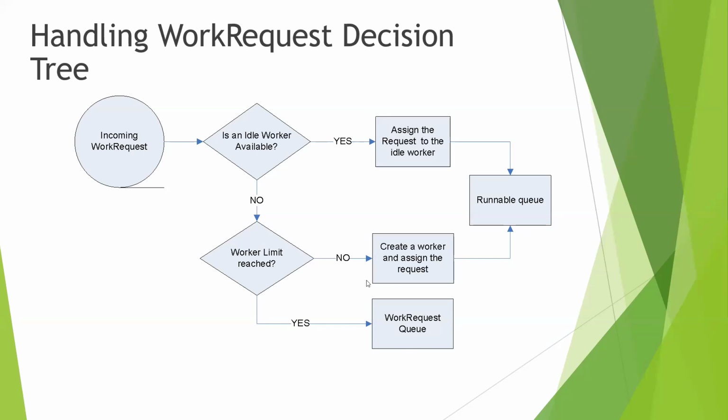If the worker limit is not reached, but you don't have an idle worker, then it will create a new worker and assign that worker to the task, and it will proceed with its execution. Again, all are linked to the runnable queue. Whatever threads are executing will go through the runnable queue for execution, right? So this is internally how the threads will be handled and how these requests will be processed.